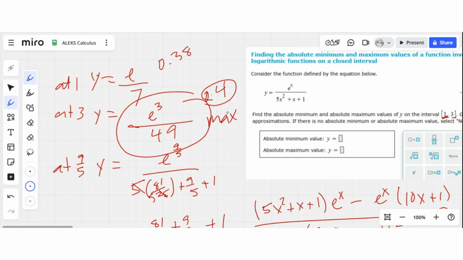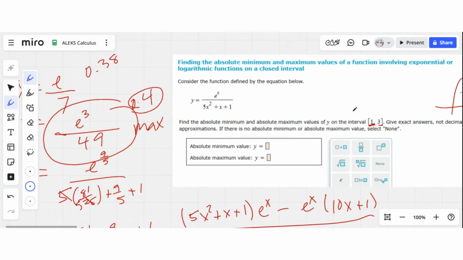Okay. So that is how to find the absolute minimum and maximum values of a function on a closed interval. I wish you the best of luck with this, and ask your teacher for help when you need it, because some of these problems are quite a bit tougher than this one.